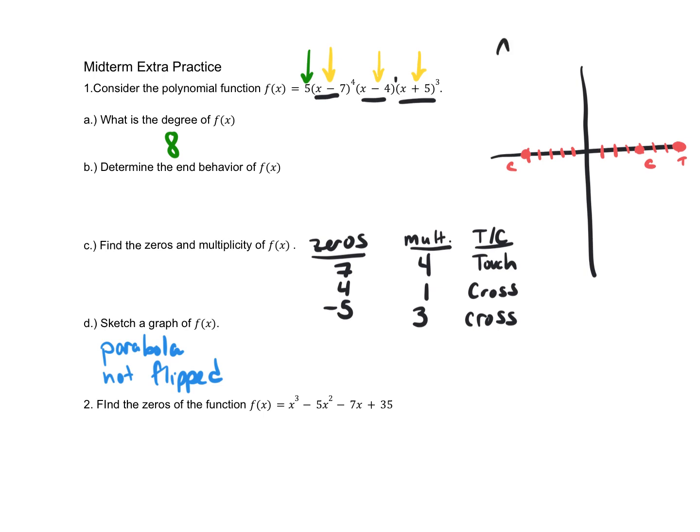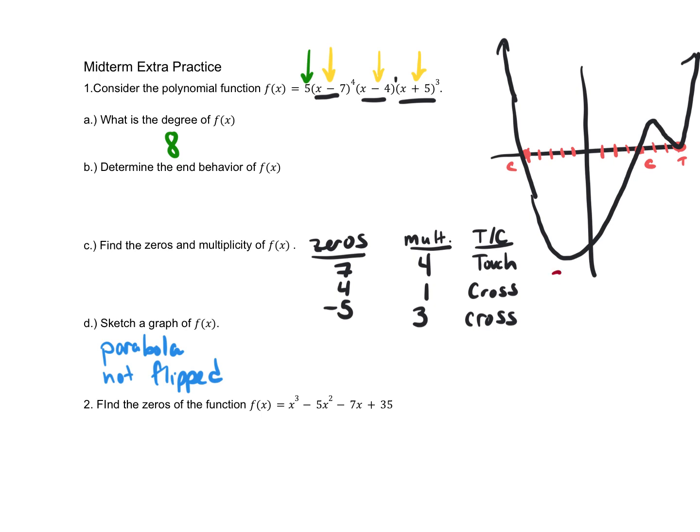Since it's a parabola, it's going to start here. It's going to cross here. At some point, it's got to turn around and go the other way. It's going to cross here. It's got to turn around again to get back to this intercept, and then it's going to touch but not cross, so kind of go like that. So that's kind of what this looks like.